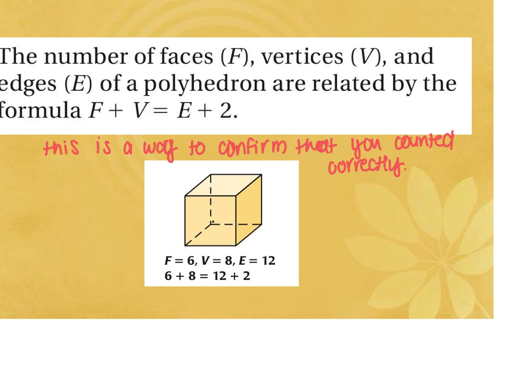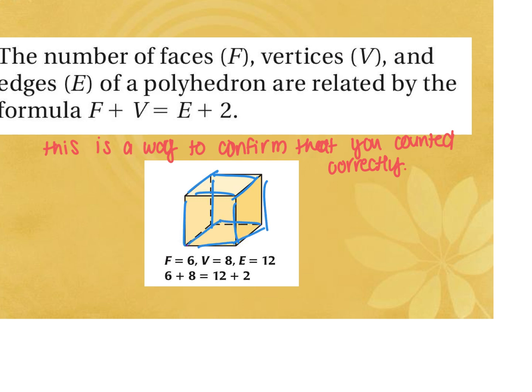faces, counting, I have 1, 2, 3, 4, 5, 6 faces here. So they labeled it as 6. Vertices or vertexes, we have 1, 2, 3, 4, 5, 6, 7, 8. Those are my corners. I have 8. And then my edges, we're going to have quite a few. 1, 2, 3, 4, 5, 6, 7, 8, 9, 10, 11, 12.